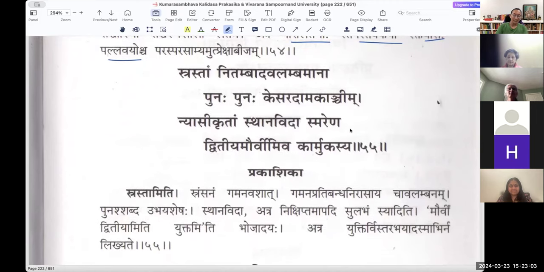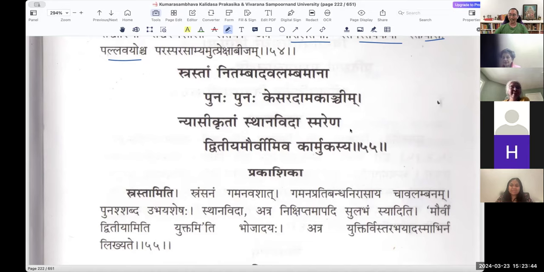Next one is Kanchi. Srastam nitambad avalambamana punah punah kesaradama kanchim nyasikritam sthanavidas smarena dvitiya maurvim iva karmukasya. If you see those young girls who are wearing pavada for the first time, they're not used to it. They'll be running here and there. They want to run during the wedding and all, but then that thing will keep on slipping, and they'll keep pulling it up and running around. It's a sight to watch. So sweet. He describes her in that manner.